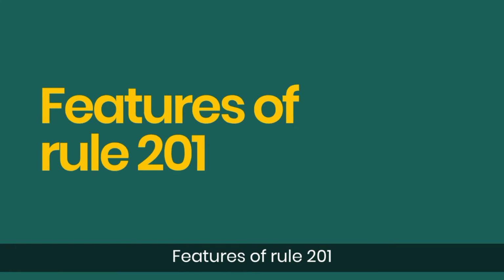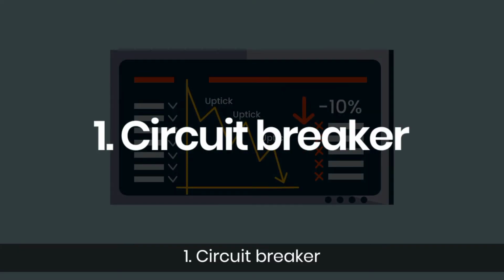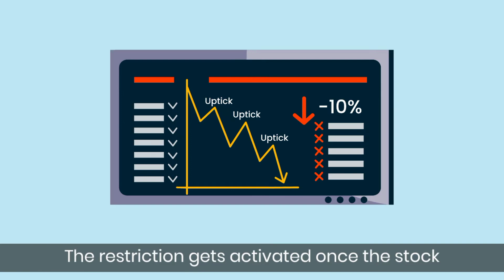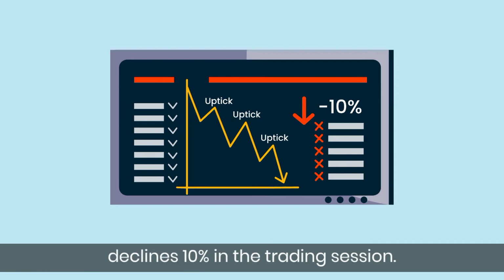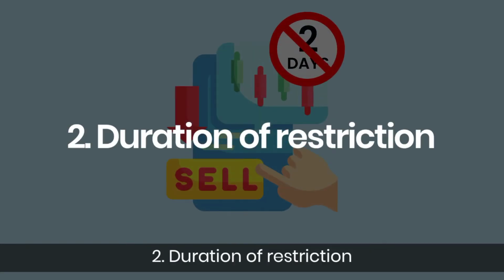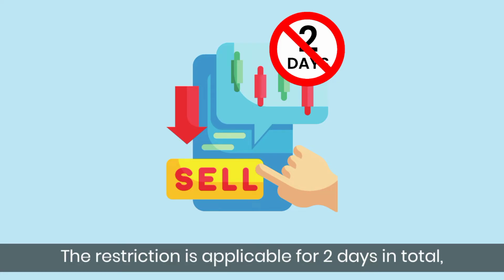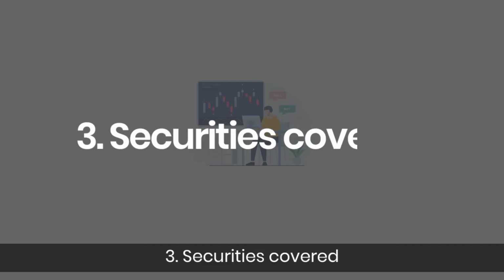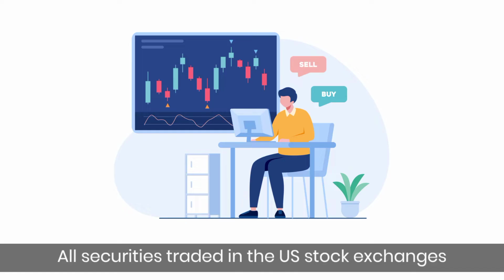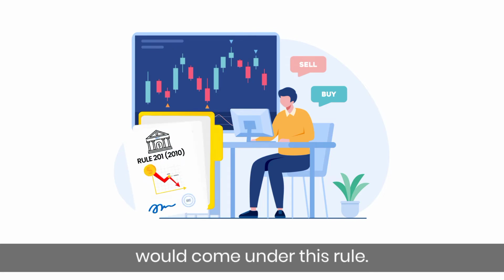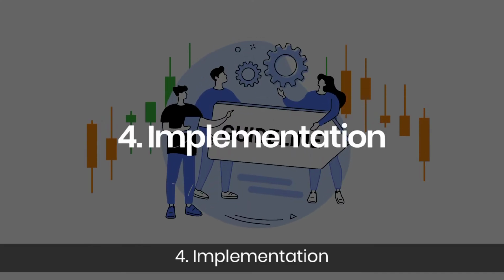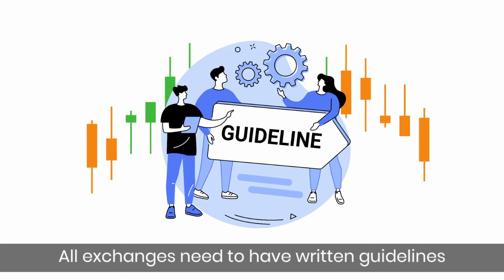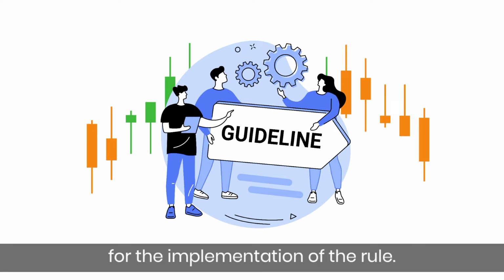Features of Rule 201. Number 1. Circuit breaker. The restriction gets activated once the stock declines 10% in the trading session. Number 2. Duration of restriction. The restriction is applicable for 2 days in total, the day on which the stock declined and the next day. Number 3. Securities covered. All securities traded in the US stock exchange would come under this rule. Number 4. Implementation. All exchanges need to have written guidelines for the implementation of the rule.